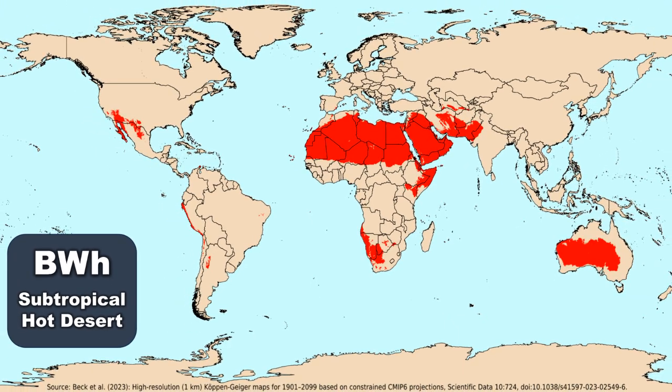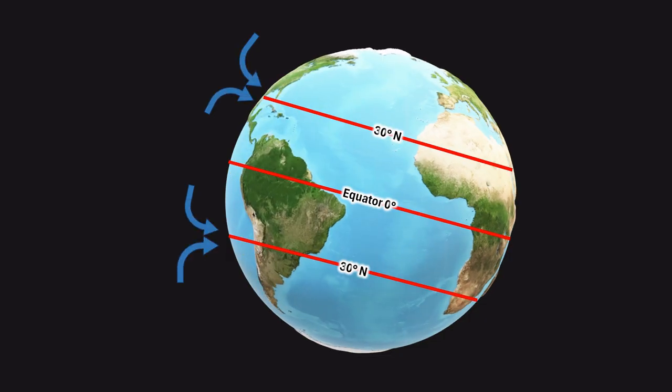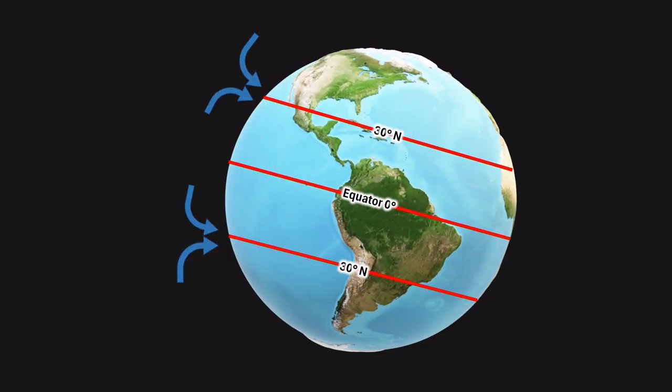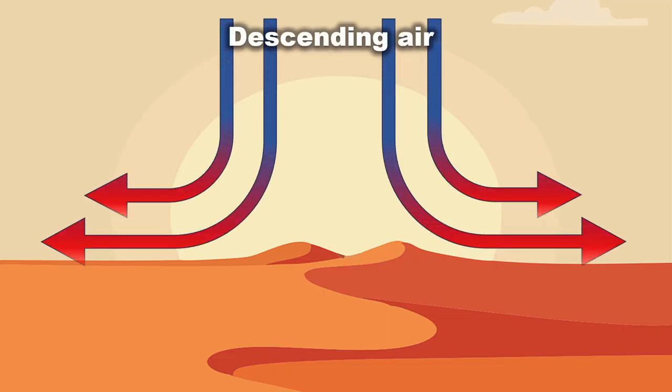3 atmospheric and geographic factors work together. The first factor is that these places are positioned directly under the descending air of subtropical high-pressure systems, between 25 degrees and 30 degrees latitude. This descending air compresses, warms, and suppresses cloud formation, essentially creating a planetary scale cover that blocks rainfall.